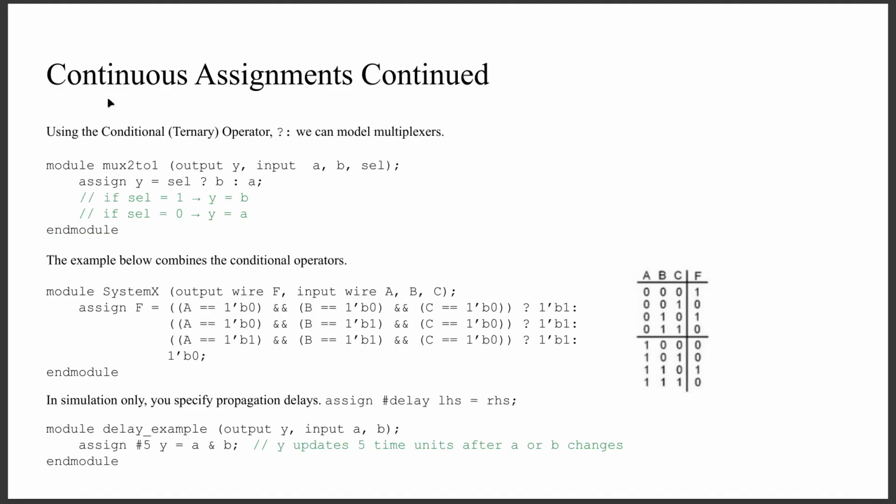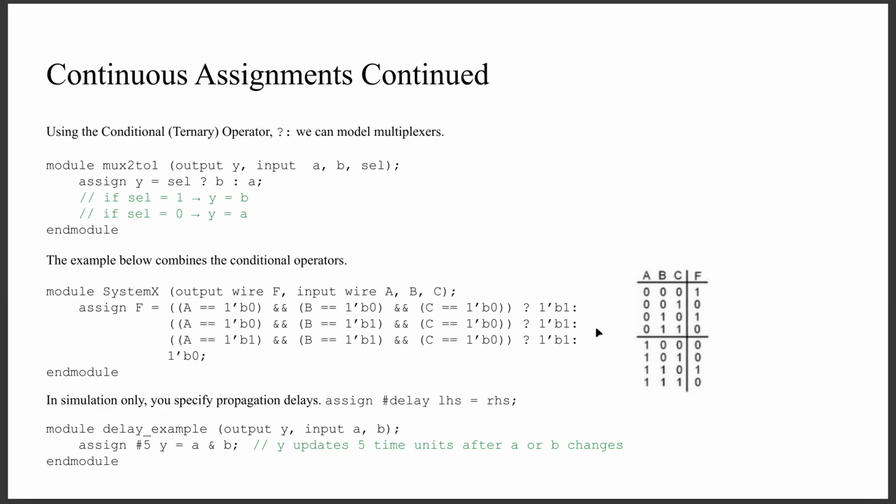Continuous assignments continued. We also use the conditional ternary operator, where we can model multiplexers. So in this module, if sel is 1, then B, else A. You can see down here. And the example below uses the conditional operator.